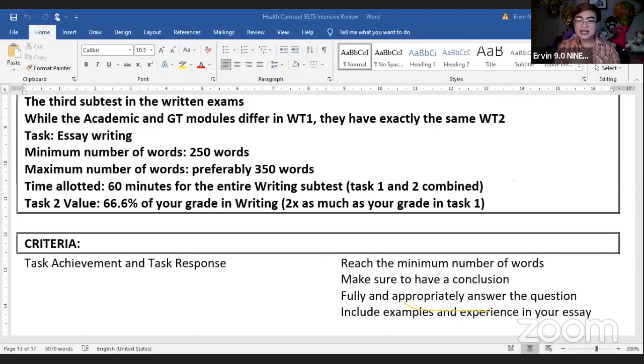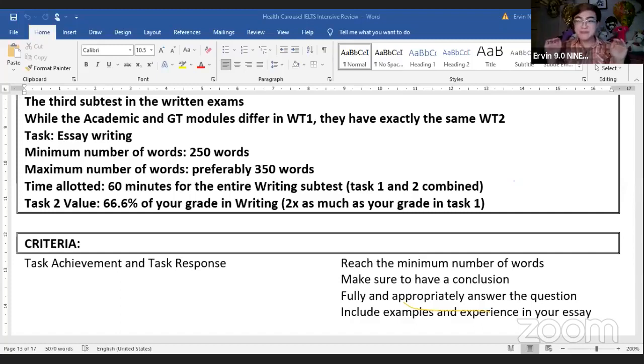Okay, let's be practical, guys. 7 is usually enough for you to go to Canada, Australia, New Zealand, Ireland, all the English-speaking countries. Now, if you get an 8, better. If you get 9, better. But kindly remember, whether you get 7 or 9, you're going to get exactly the same salary when you go there.